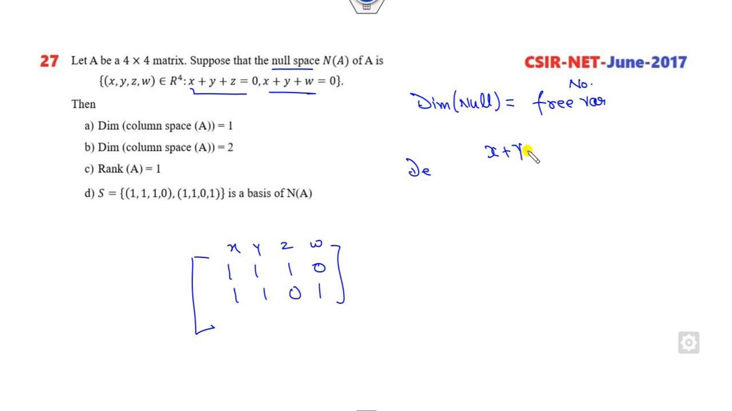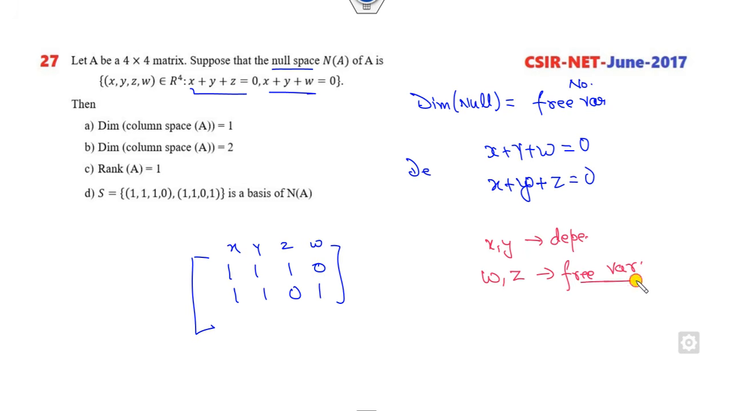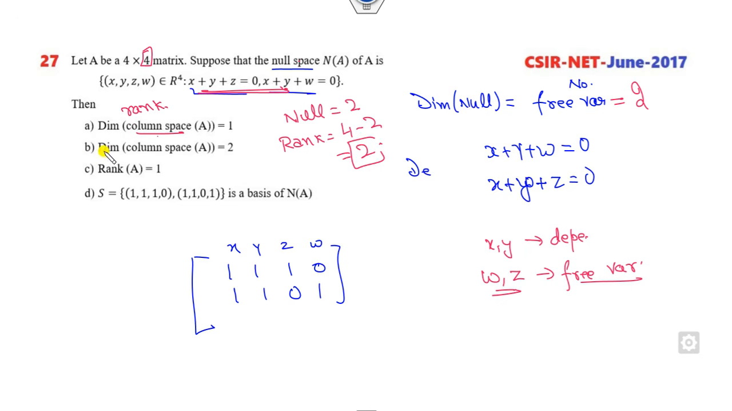So in the first line here, x and y are my dependent variables, w and z are my free variables. So how many free variables? 2. So the dimension of the null space, that is the nullity, is 2. But they said the dimension of the column space, that means they are talking about the rank. What is the rank? 4 minus 2 is 2. So the dimension of the column space is 2, which is the right answer. So rank is 1, cancel, this cancel.